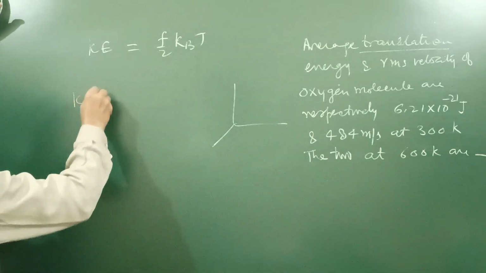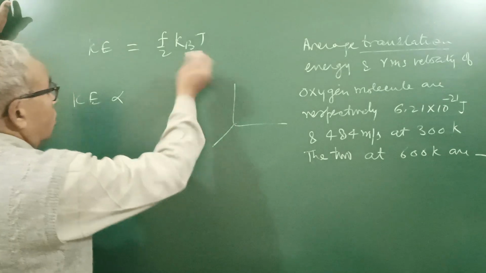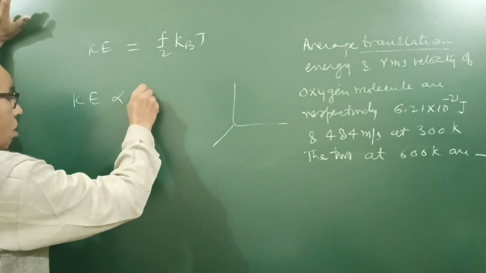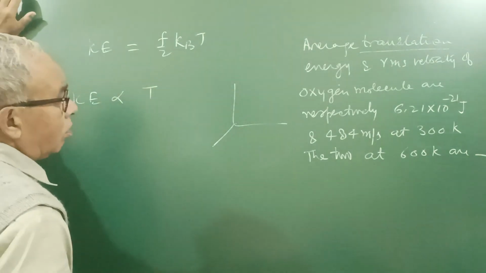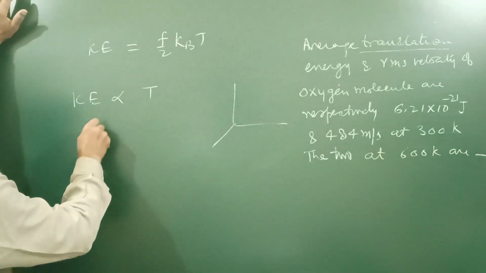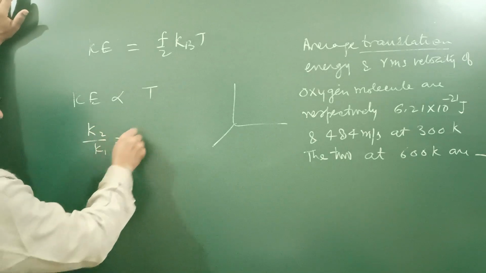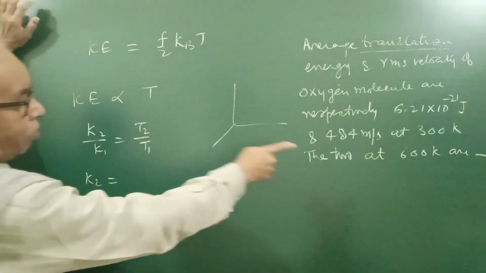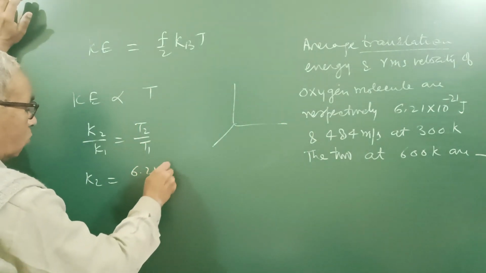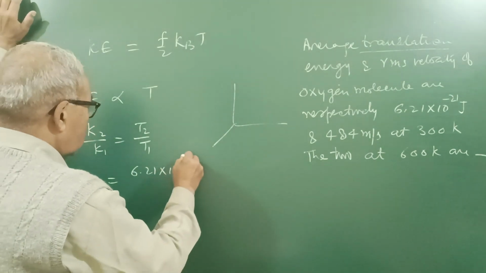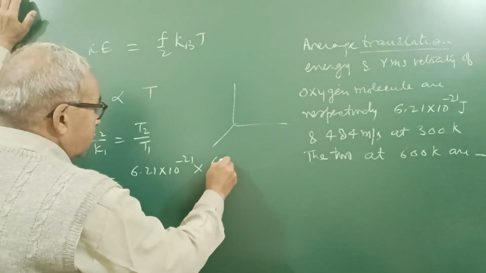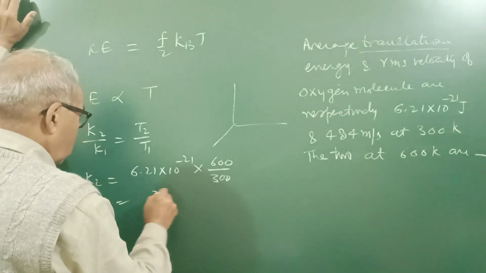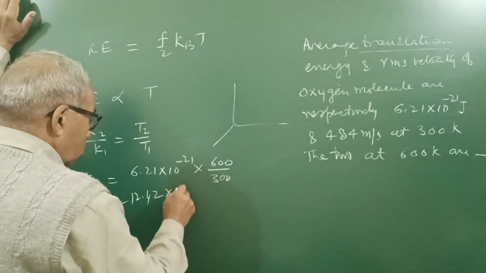So kinetic energy, whether it is total or translation, is proportional to T. So K2 upon K1 is equal to T2 upon T1. So K2 is equal to K1, which is 6.21 into 10 to the power minus 21 into 600 upon 300. So it is 12.42 into 10 to the power minus 21. So this answer is there.